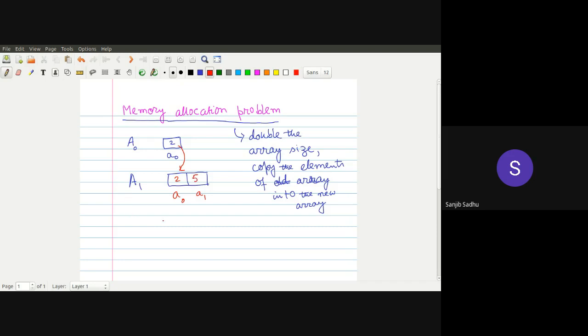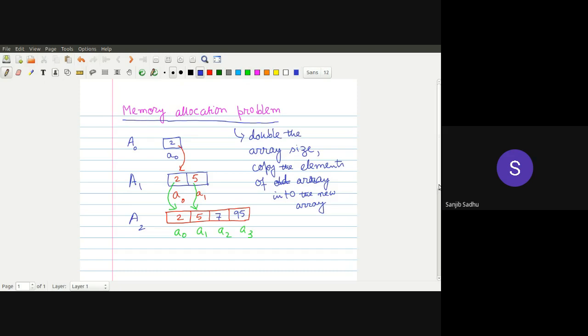Now next, I cannot store more than 2 elements. So what I will do, again the same strategy: you double the array size, copy the previous elements, and then store. These are the previous elements, so this is A0, A1, and this is A2, A3. I am taking this array name as A2, and here you can store another 2 elements, say 7 and 95.